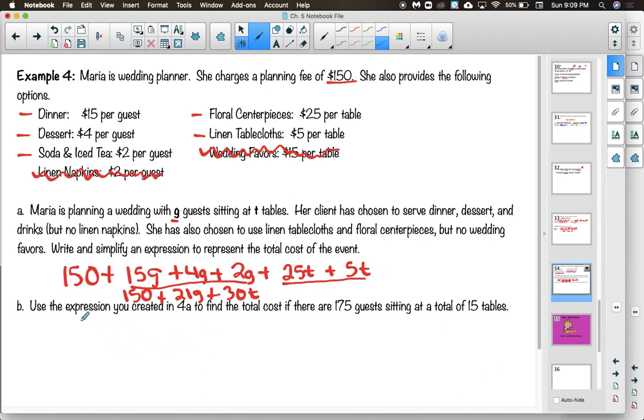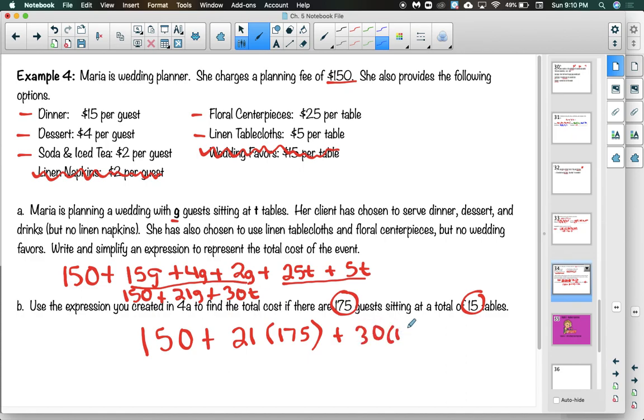The last thing we can do here is to use our expression to find the total cost if there are 175 guests sitting at 15 tables. So check this out, guys. 150 plus 21 times the number of guests, which is 175, plus 30 times the number of tables, which is 15. And we can do some algebra. We can finish this problem right up.